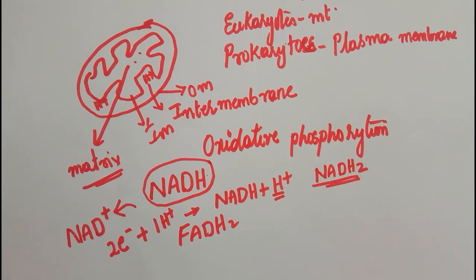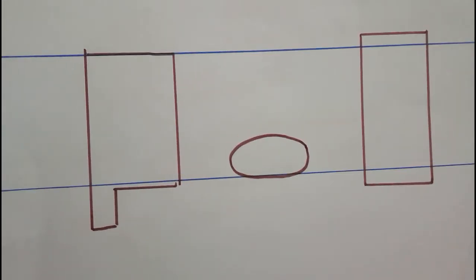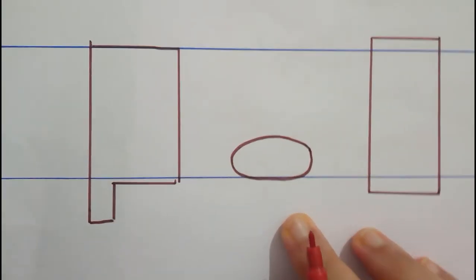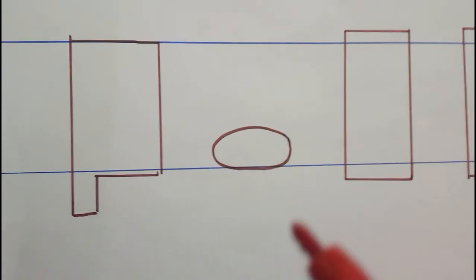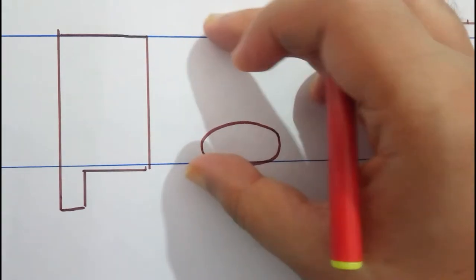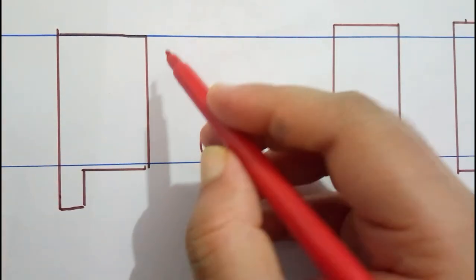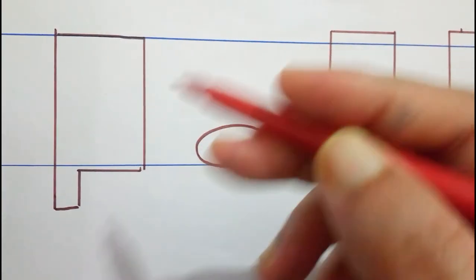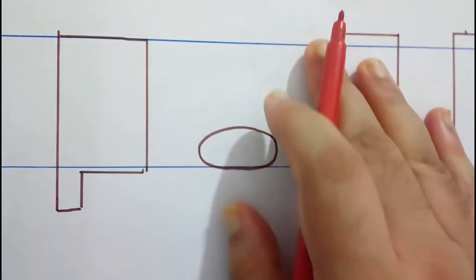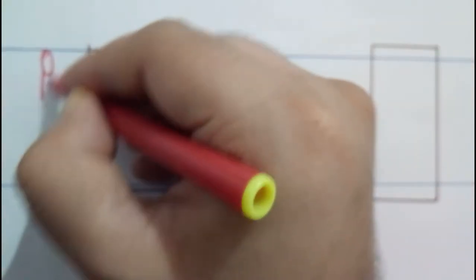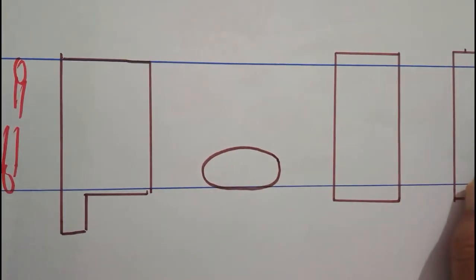Now, this is a schematic representation where we will just see the complexes. These are the complexes. The blue lines that I've shown here are the inner membrane. When I'm drawing two lines, don't get confused, because membranes are bilayered. Let's assume these are the lipid molecules here, something like this. Because it is a bilayered membrane, I have drawn two lines.